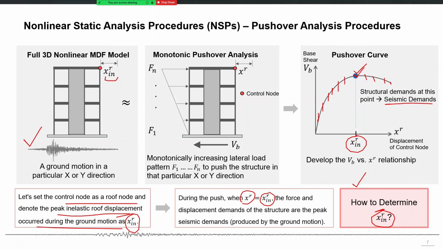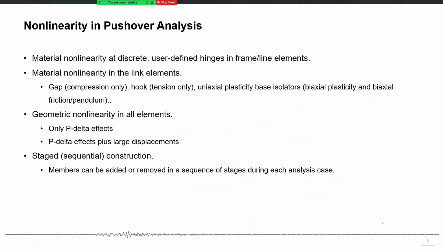So the key question from now onwards is that we can plot this pushover curve up to whatever level we want, but how do we get this peak inelastic displacement expected at our ground shaking level? If we get this number, then we can come back to the pushover curve and extract all the responses at that particular pushover step. So there are several methods which give us an approximate way to estimate this X_R inelastic, and we will discuss those methods in detail and then I'll show you in ETABS also.